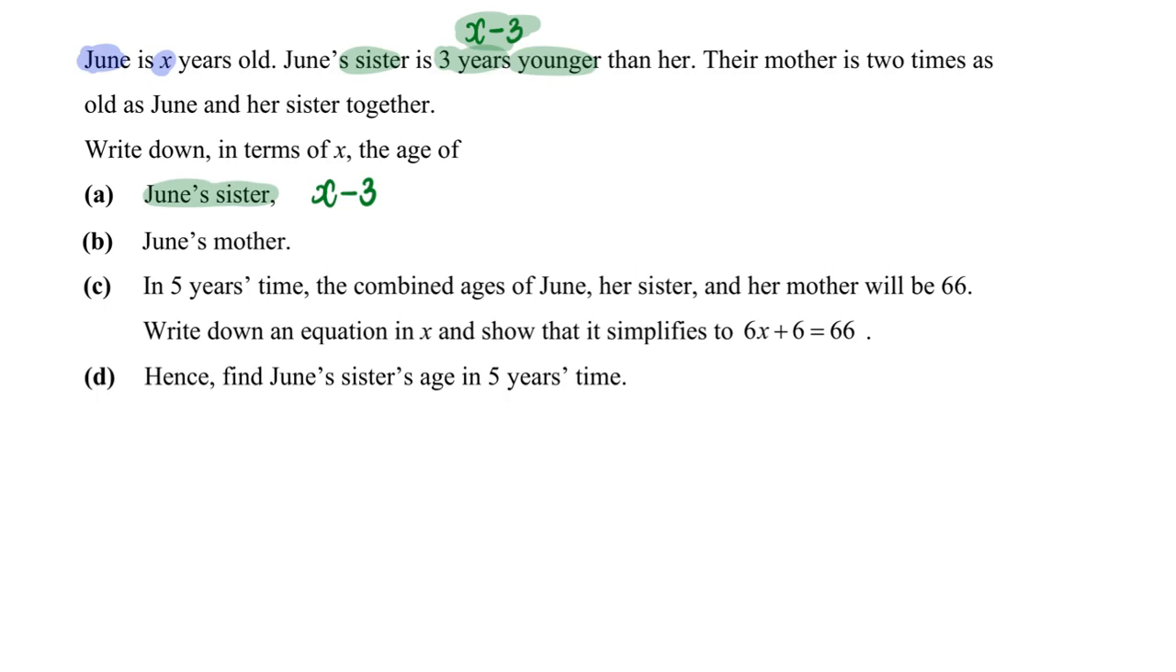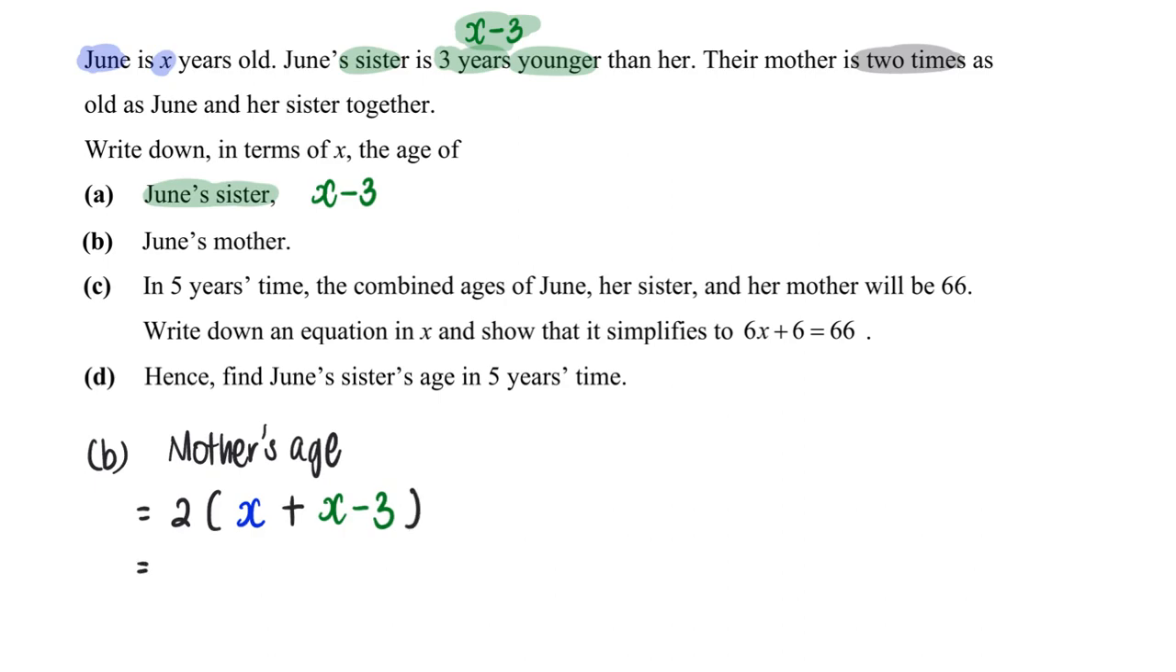As for part B, we do need to have some form of a working. So part B, I'm going to write down below. The mother is 2 times as old as not only June, but June and her sister together. So for this particular question, the mother's age is therefore equal to 2 times of June and sister.